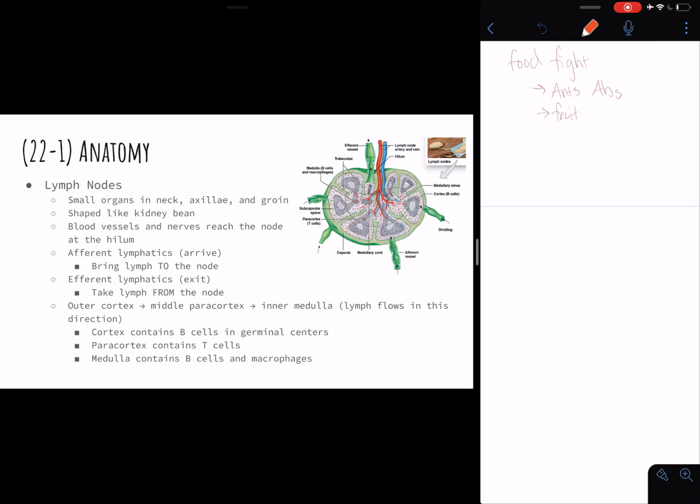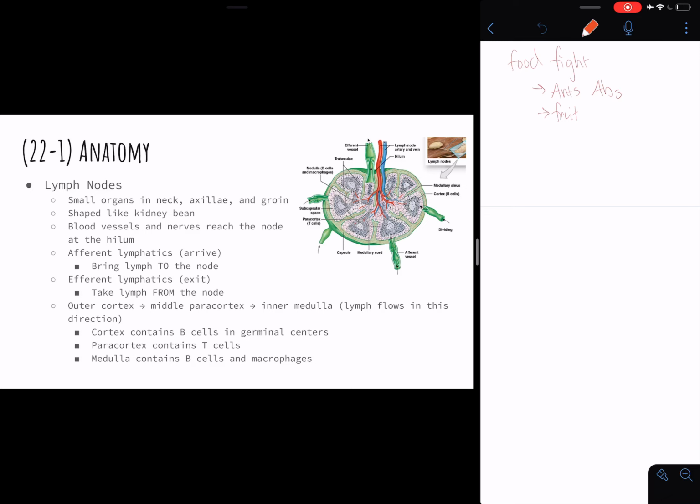Here is a cartoonistic depiction of what the lymph node looks like, where you can see a bunch of afferents going into the lymph node and one efferent exiting out. The afferents will bring in the lymph fluid that hasn't been filtered, and the efferent will carry out the filtered lymph. Either it'll go back into another lymph node or it'll finally go back into the venous system. And the lymph node itself will have a cortex, a paracortex, and a medulla.